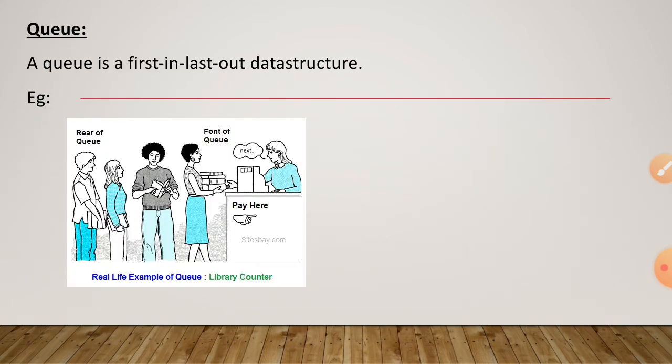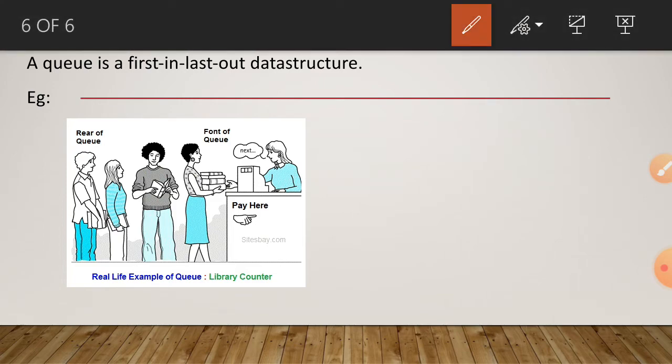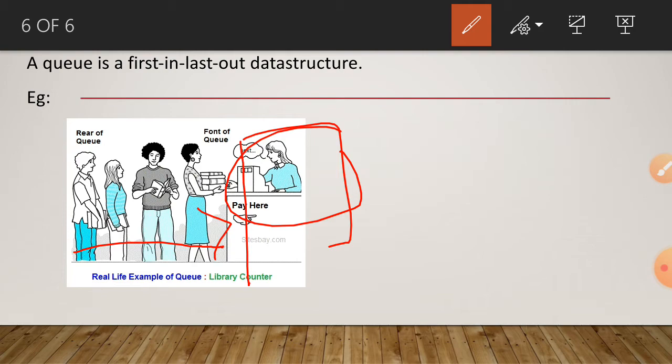So next is queue. A queue is also a special type of data structure. In a queue, it operates as a first in first out data structure. The stack is last in first out, LIFO. This queue is first in first out, FIFO. So how it works, for example, consider a theater ticket counter. You people are standing here to take a ticket.